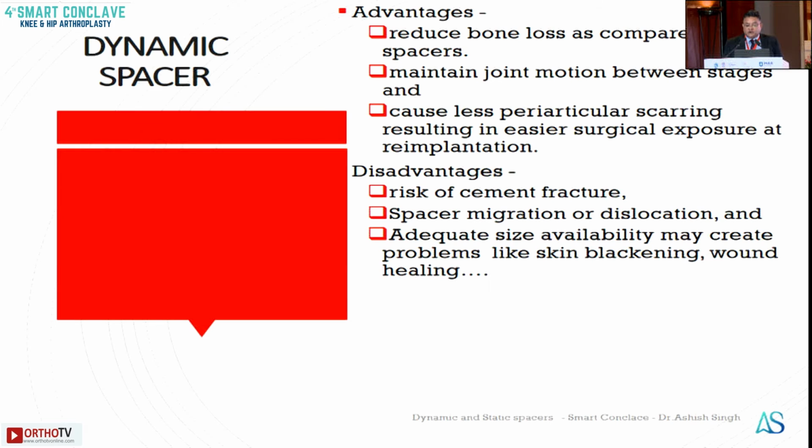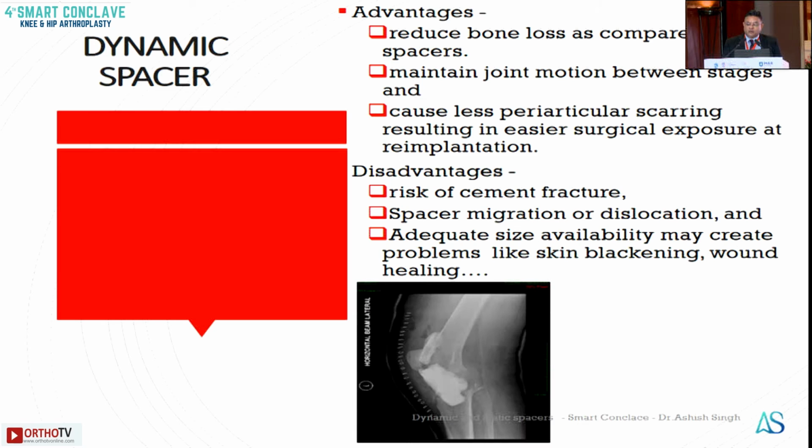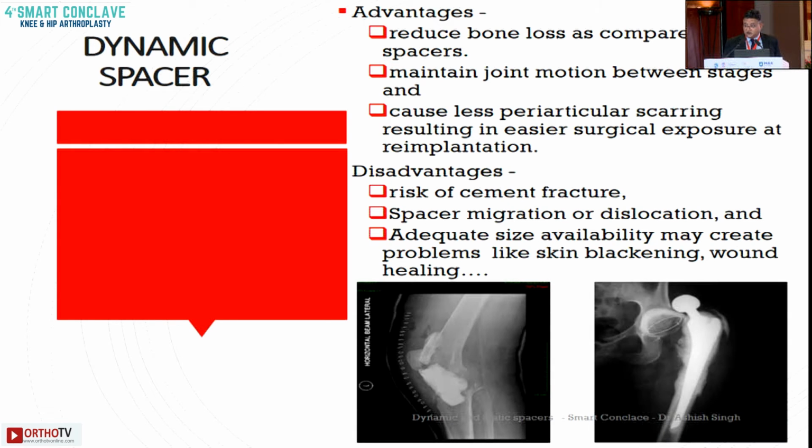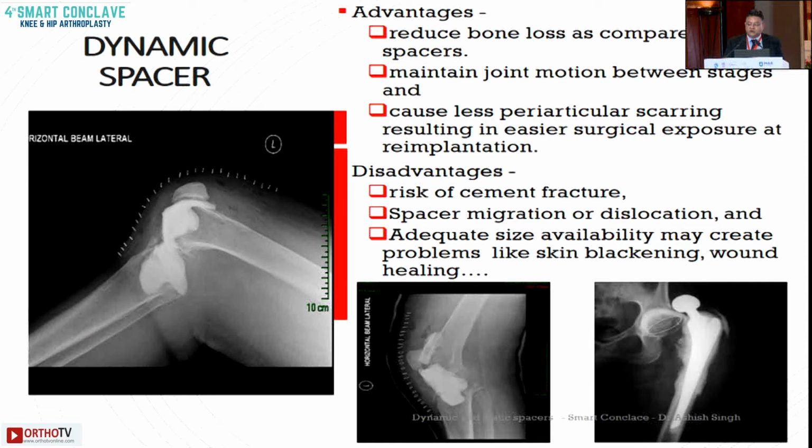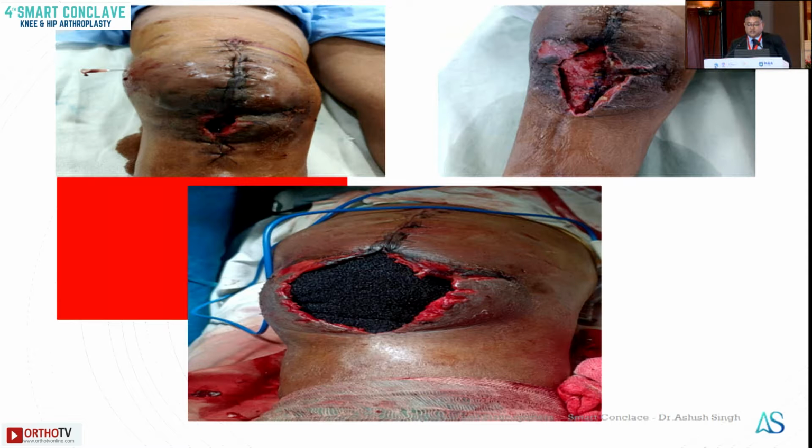And basically, what are the advantages? Of course, the patient can mobilize, knee ROM is possible, but you have dislocations. You get patients like this, because patients also become so aggressive and they keep it for a longer time than what we expect. So these are some complications of dynamic spacers.